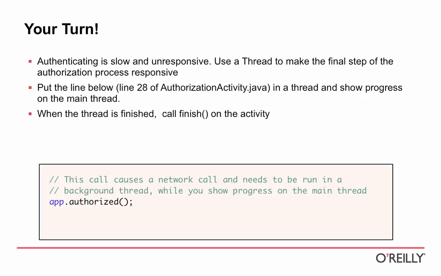So what you could try to do is, on line 28 of the authorization activity, where we do the work where we call app.authorized, put that in a thread and then maybe show some progress while that's happening. And when the thread is finished, you just need to call back with a runnable through a handler and call finish on that authorization activity. So that would be some good homework.